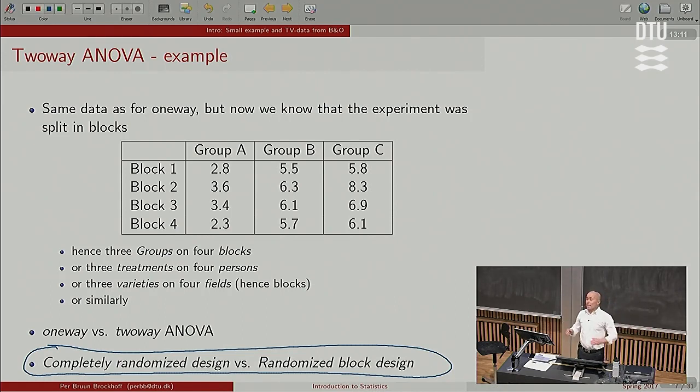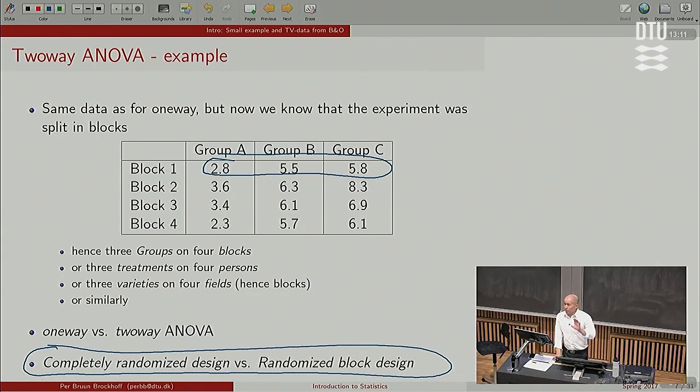Same reason why a paired design is good compared to a two-sample independent design a few weeks ago. It's exactly the same setting, right? The only difference here is that I couldn't talk about a paired design, because pair means I have two things that are paired. Now here I have three things, and then we don't call it pairing, we call it blocking. But it's the same thing, right? It's just that I have tried three different things on the same person or on the same block.